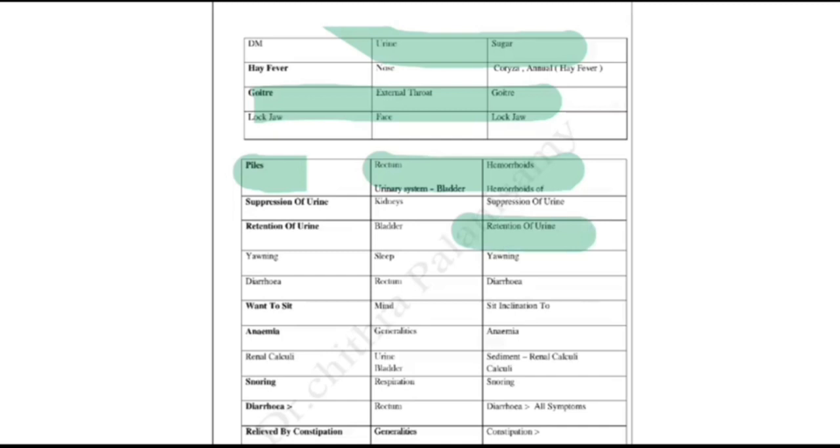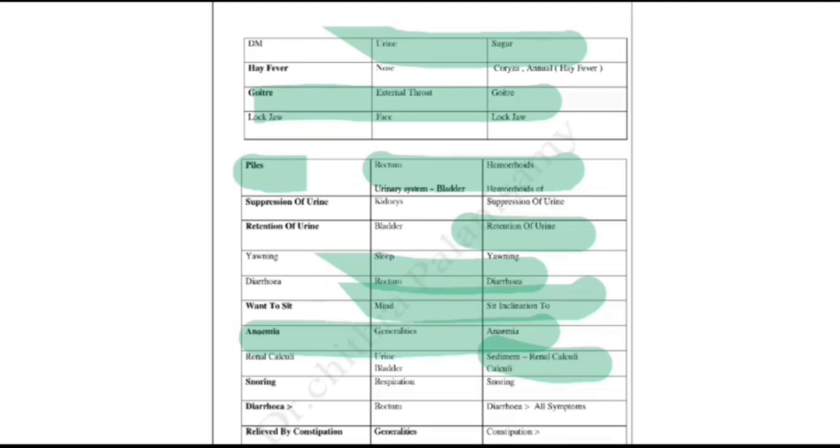Diarrhea: the character of stool is present in the stool chapter, a separate chapter, but the general term diarrhea is present in the rectum chapter. This is an important one. Then, for patients who want to sit mentally, they want rest like that, we have to go for mind, sit inclination to. Then anemia, this is very important, but you can easily find it in the general chapter, anemia. Then renal calculi, which we can find under urine, sediment, renal calculi. Then bladder calculi can also be found.